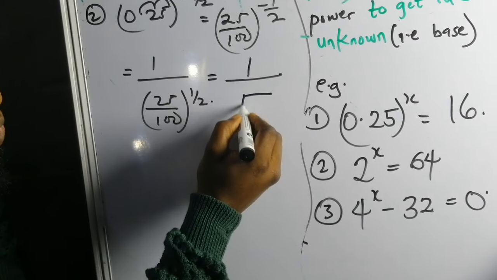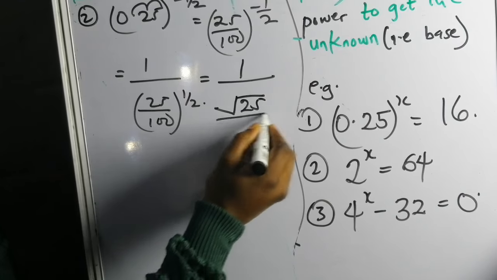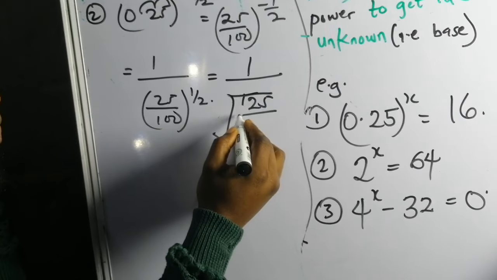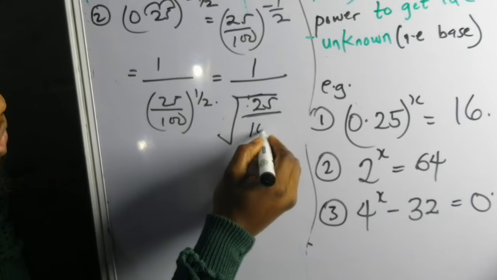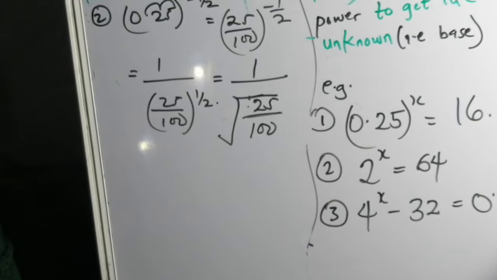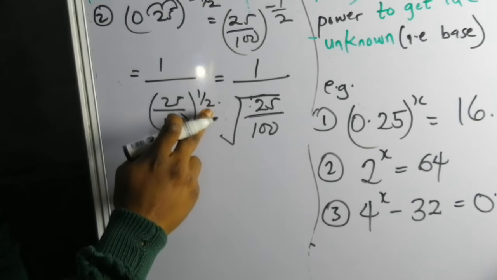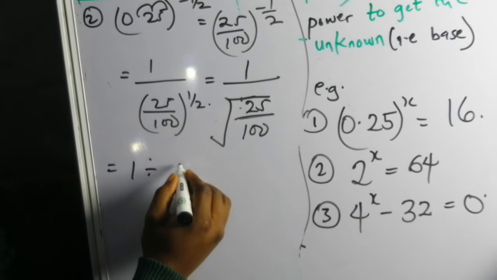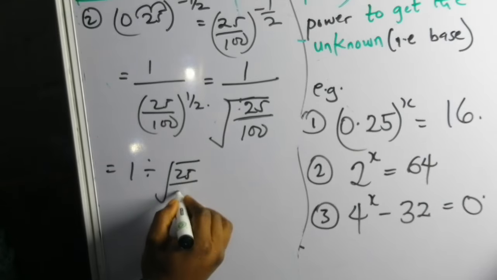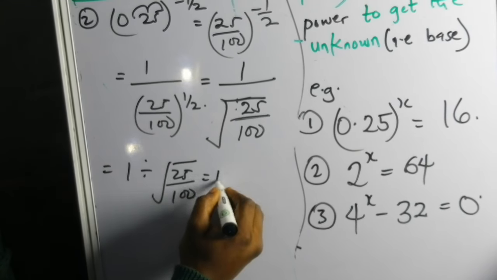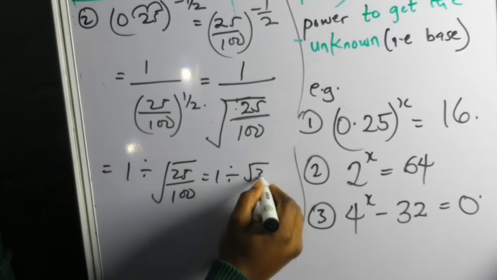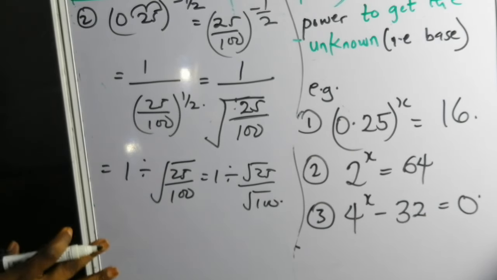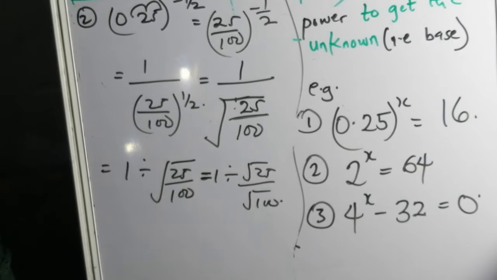So this one, 1 over 2, is the same thing as square root of 25. Let me not jump steps. Let me say square root of 25 over square root of 100. This square root, that is 1 over 2, is the same thing as square root. And this is the same thing as saying 1 divided by square root of 25 over square root of 100. I'm only doing it like this because I don't want to jump steps.